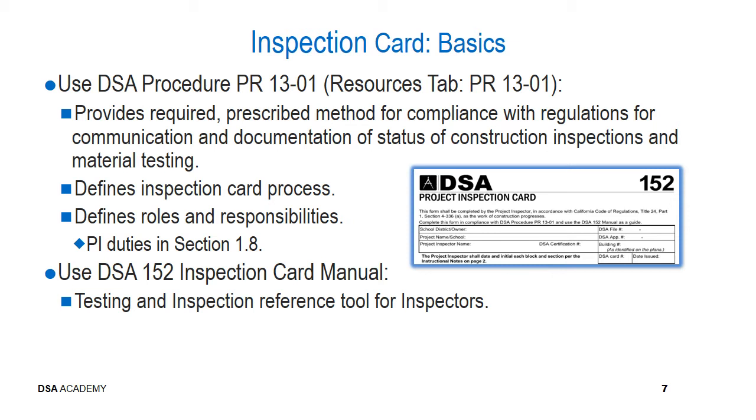You can use the DSA 152 inspection card manual since it has additional information and can be used as a reference with regards to what testing or inspection would be applicable based upon what type of material, construction material, or testing and so on may occur for your project.